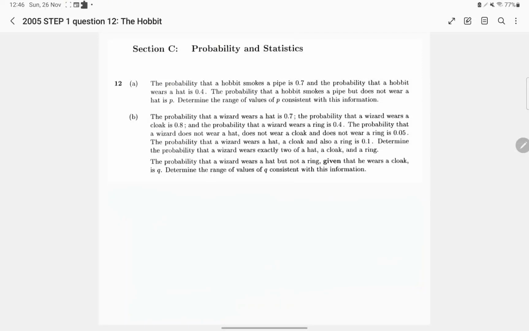Today we'll be working on question 12 from the 2005 STEP paper 1. This is from part C, probability and statistics. So let's get started. Question 12.